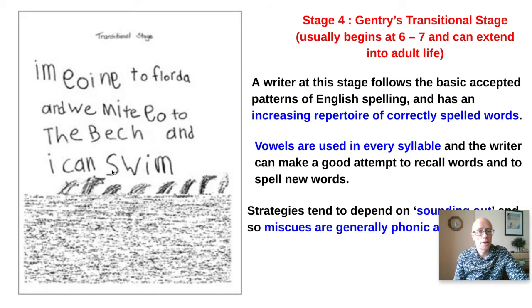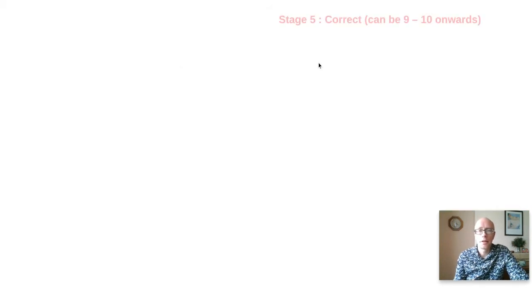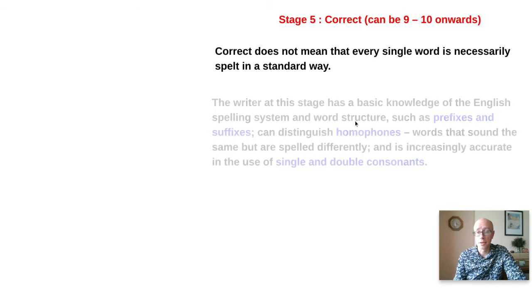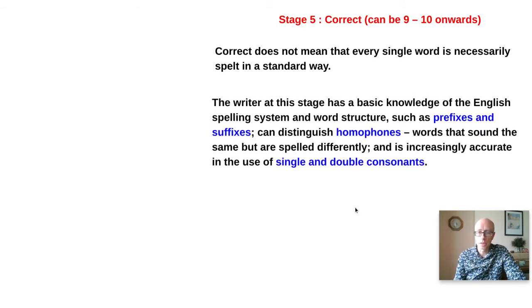Okay, so although it's a fairly basic piece of writing, Gentry would argue, I think, that this is probably in the transitional stage. And then, hallelujah, we reached the correct stage. Now, the correct stage doesn't mean every single word is necessarily spelled in a standard way, but what we've got at this stage is a good knowledge of the English spelling system and word structure. And this is a child who is able to use prefixes and suffixes in logical ways. So if they're coming across a word and it's got un on the front, then they're going to know how to spell that. Or if they're forming an adverb, quickly, for example, they're going to know that ly is that adverbial suffix.